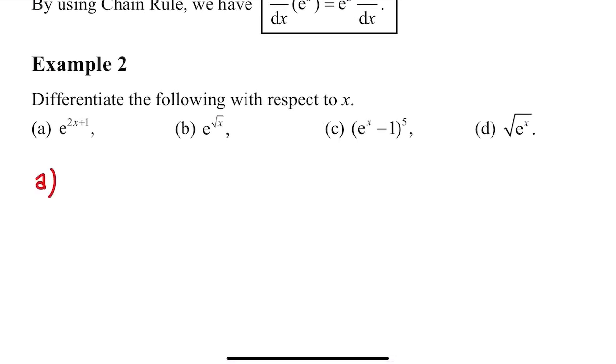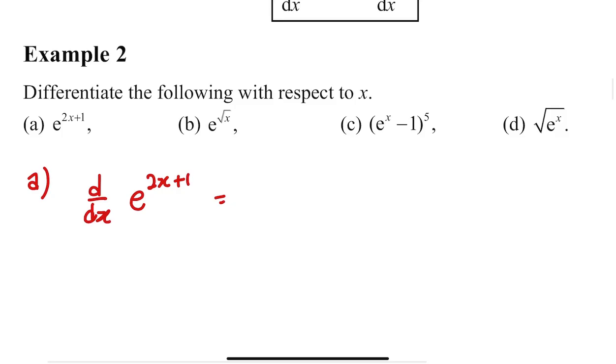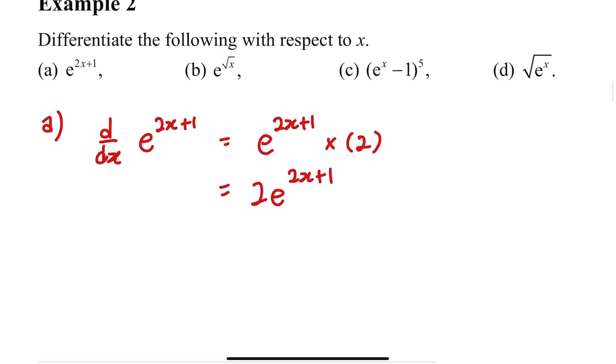Example 2a. I want to differentiate with respect to x, e power 2x plus 1. So how do I differentiate this? I know that my power here is not just x but 2x plus 1. Using the chain rule, I'll keep the original thing, e power 2x plus 1. Then I'll multiply this by differentiating the power. Differentiate 2x plus 1 will give me 2. And now my final answer is simply 2e power 2x plus 1. This is for example 2a.